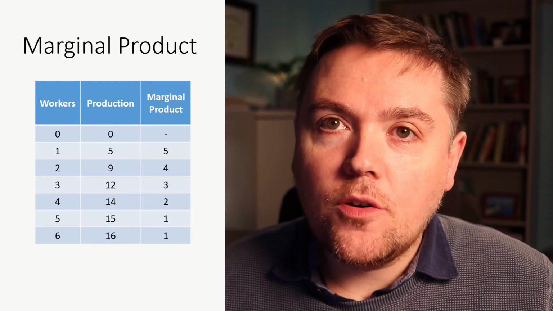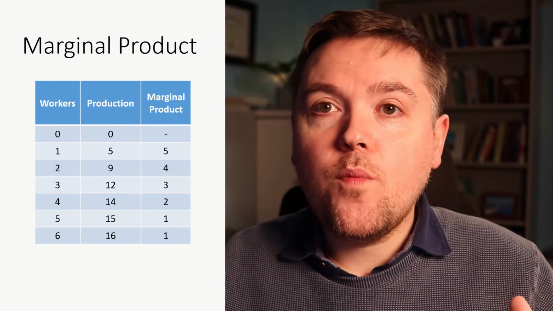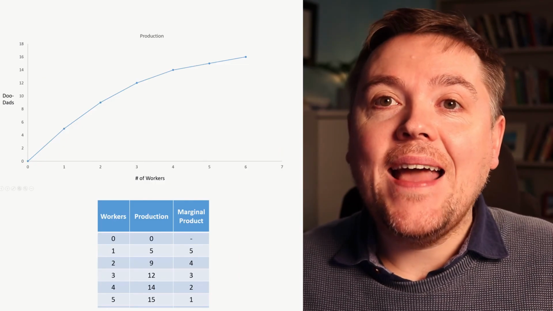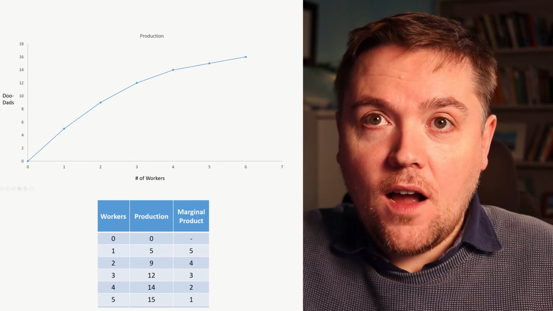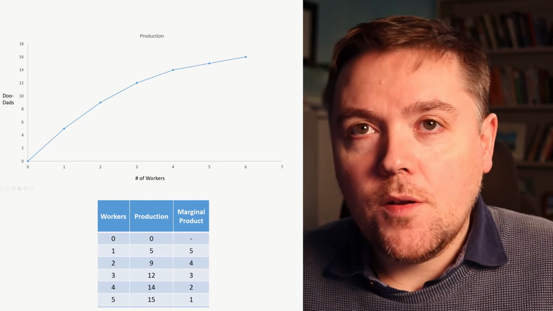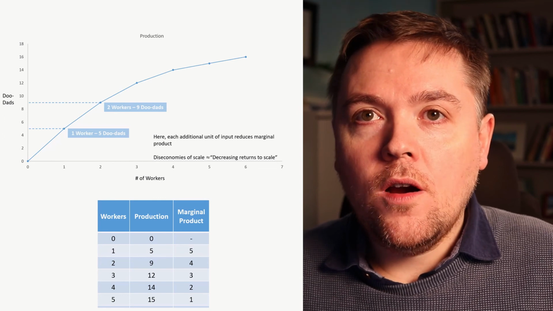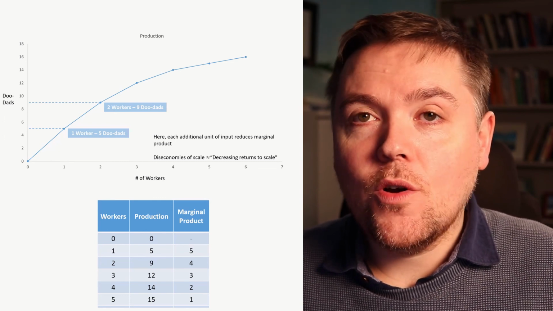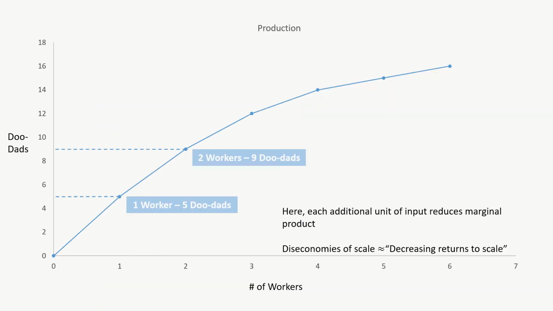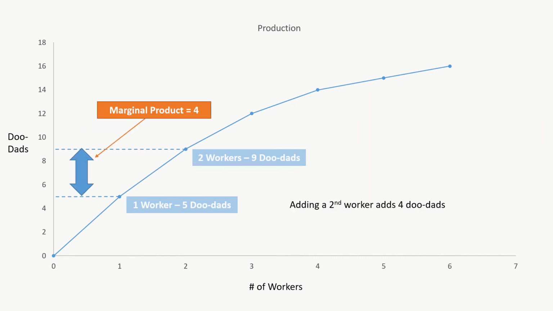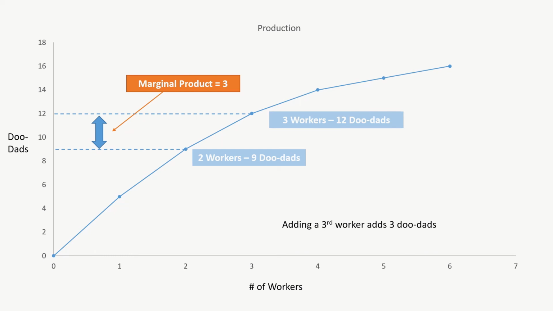We can plot the marginal product on a graph where we put the number of workers on the horizontal axis and the number of doodads produced on the vertical axis. And I've marked in a couple of points here on the graph. 1 worker produces 5 doodads, 2 workers produces 9 doodads, for an increase of 4 doodads, so a marginal product of 4. Then, when we add a third worker, well, it can produce 12 doodads for a marginal product of 3. So the marginal product here is declining, and you can see that in the slope of the curve. It's going up, but at a slower pace.